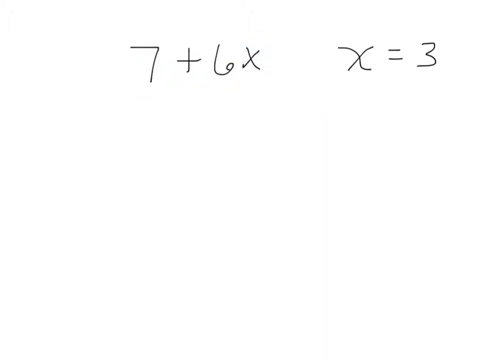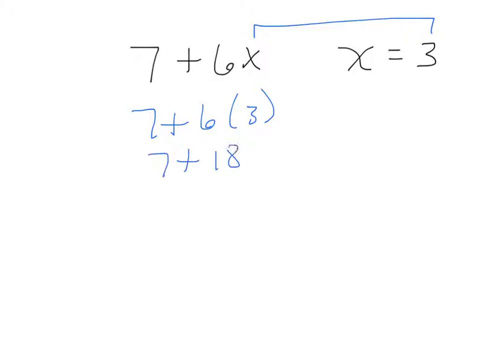On number 3, remember you're evaluating. So when you evaluate, what you're really doing is you're going to plug in this 3 for x. So when you rewrite it, and this is what I want you to show me, I want you to show me your work. The next step would be 7 plus 18, and then the final answer would be 25. And this is what I want to see. I want to see that work being shown.